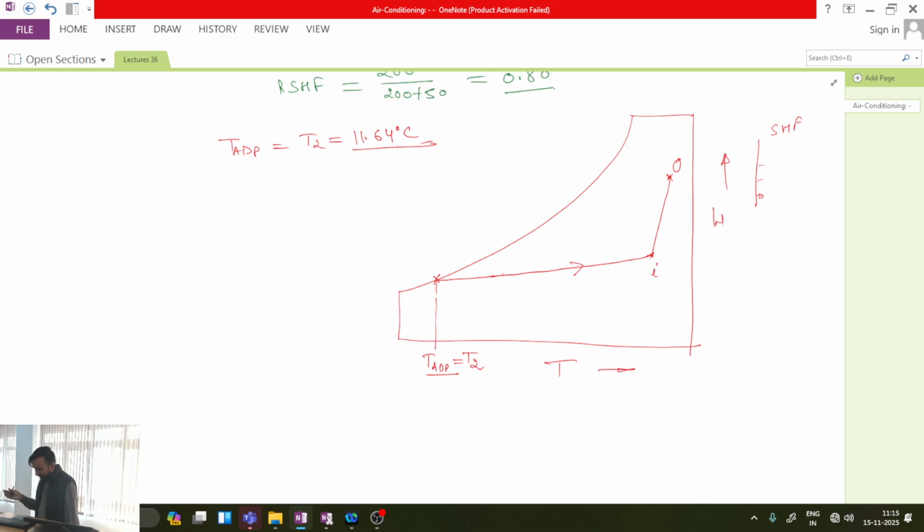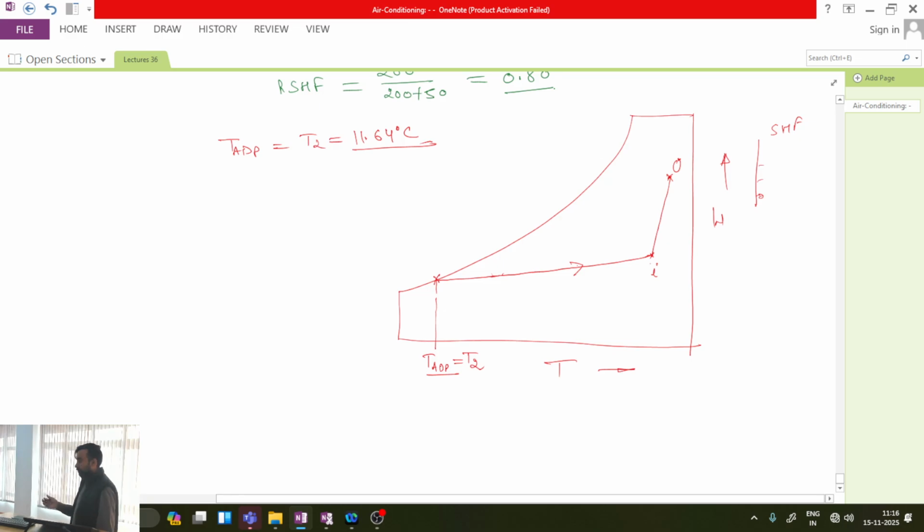What I have done, I have located the dew point temperature. Once I have located the dew point temperature, can I draw the GSHF line? No, because I don't know yet what is state 1. Okay, in between O and I, where is state 1? That I don't know. And moreover, at present I also don't know the value of the grand sensible heat factor.